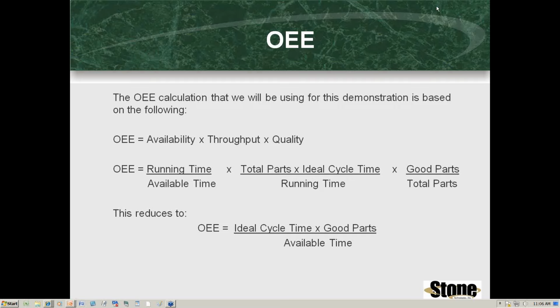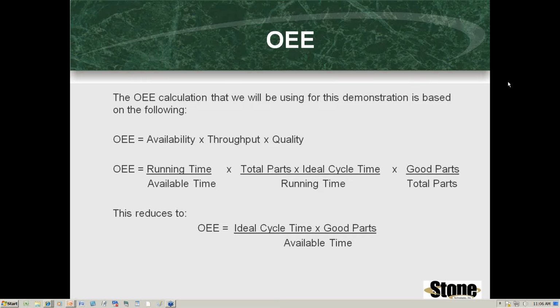Before we get into the actual presentation, I wanted to start with a background about what OEE is so that we all start at the same place, so we understand the calculations and the pieces and parts that we're going to be dissecting with SPC today. When you take OEE, it's a simple calculation of looking at your availability times your throughput times your quality.